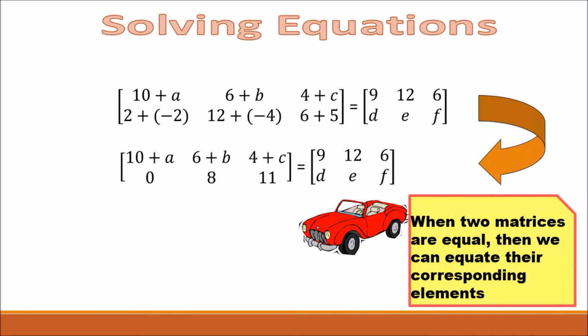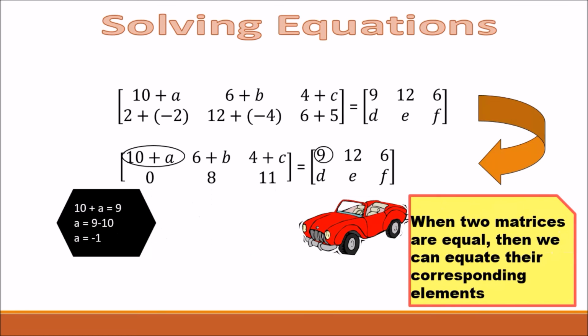Now we have to recall one thing, that when two matrices are equal, then we can equate their corresponding elements, which means that we can equate 10 plus A and 9 because they are corresponding elements. 10 plus A equal to 9. After solving for the value of A, we got A equal to -1.